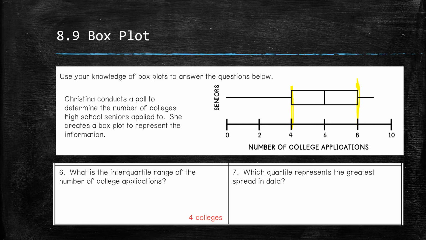Which quartile represents the greatest spread of data? So when we're looking at our data, remember that 25% of it is this whisker here, 25% is in this box here, 25% represents this box here, and 25% represents the whisker here. So when I'm looking at which one represents the biggest spread, that would be my whisker, which represents quartile 1, or the first quartile.